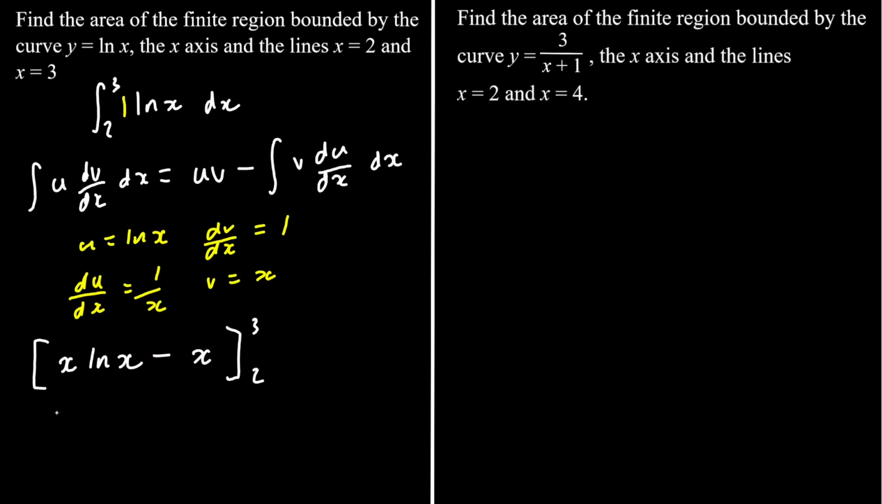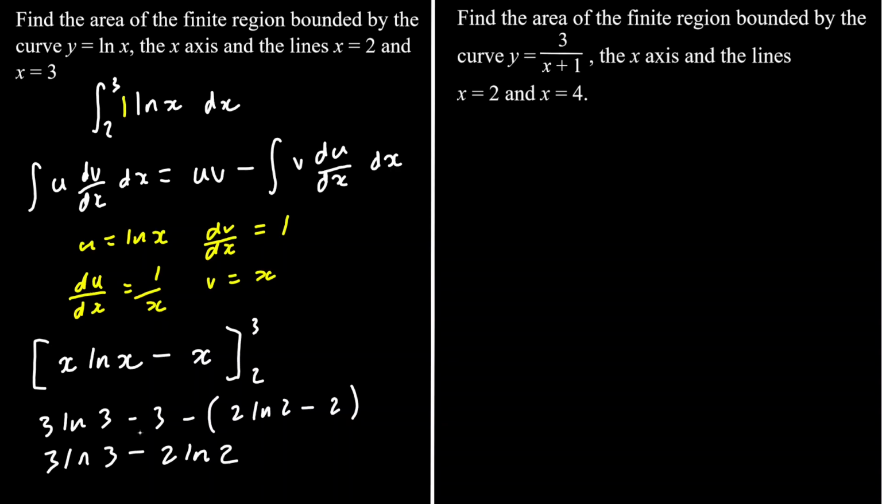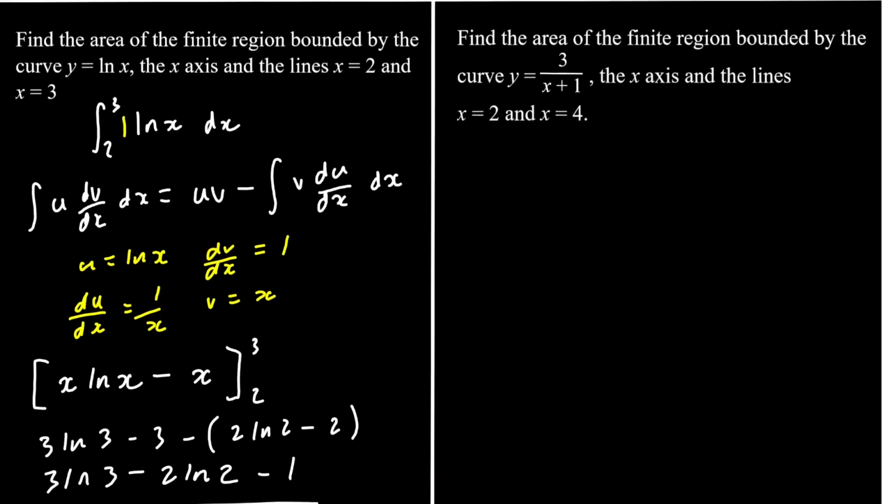So our area is 3 log 3 minus 3, take away 2 log 2 minus 2. And so we have 3 log 3 minus 2 log 2, and then we've got negative 3 minus 2. So negative 3 plus 2 is negative 1. So that's the exact area. We will leave it like that. One question for you to try, see if you can give it a go.